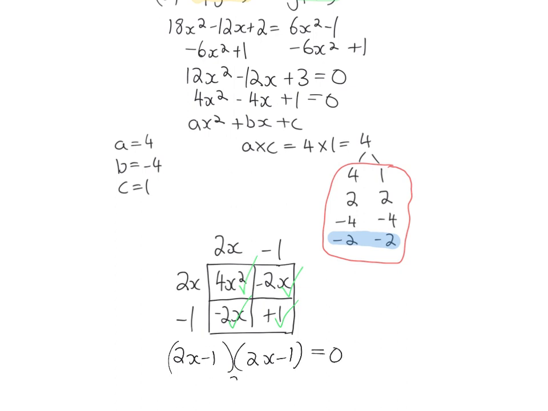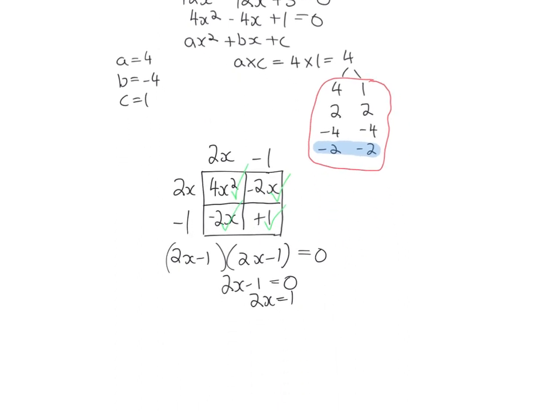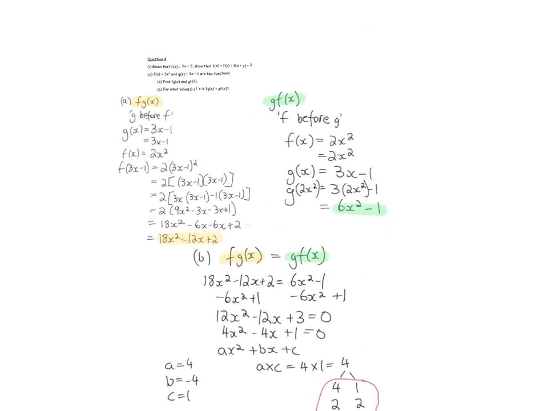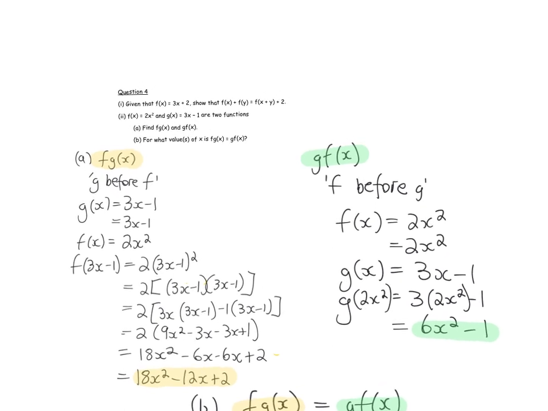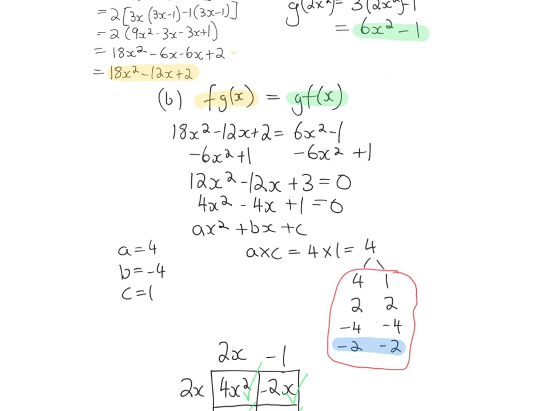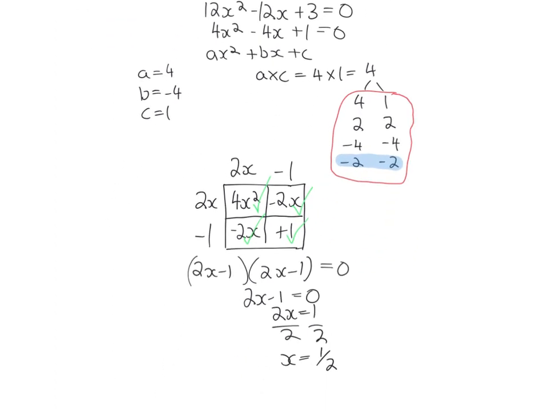So they're both the same thing. So we get 2x minus 1 is equal to 0. 2x is equal to 1. Divide both sides by 2. We get x is equal to a half. So if we go right back up to the question, it says for what value or values of x is f g of x equal to g f of x, and if we go back down to what we found, the answer is when x is a half. So that's the answer to this question.